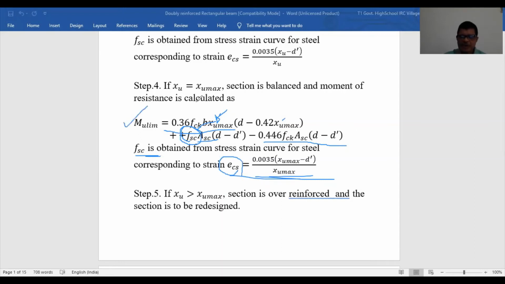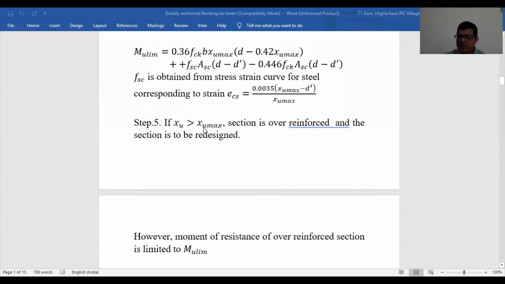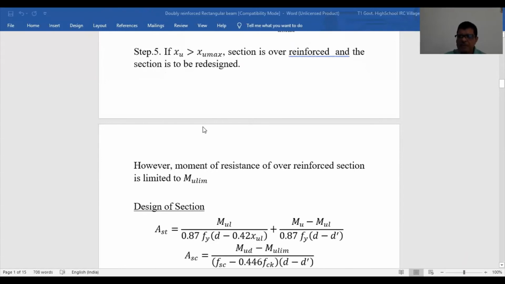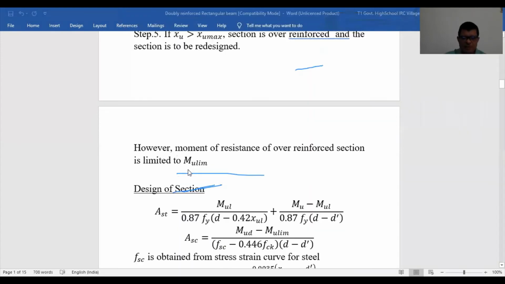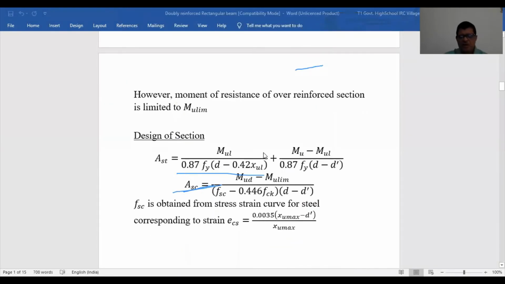And if xu is greater than xu maximum, then you have to redesign the section. You have to increase the depth of the section. However, if somebody asks what is the moment of resistance of that section when xu is greater than xu maximum, then it is limited to Mu limiting. So again you can calculate Mu limiting, and that will be taken as the moment of resistance for these over-reinforced sections. Now, how to design the section? To design the section, you have two things.